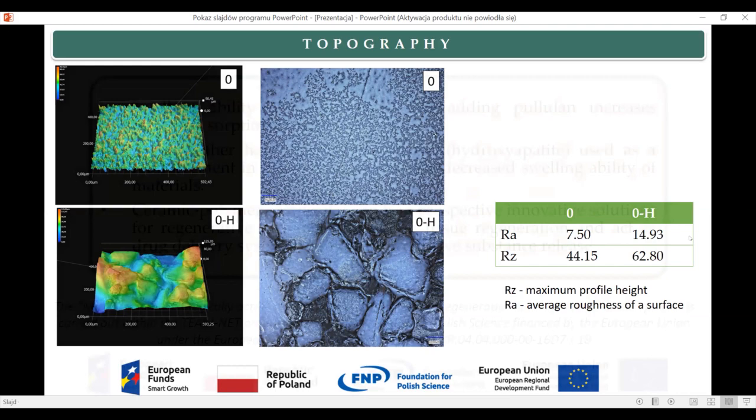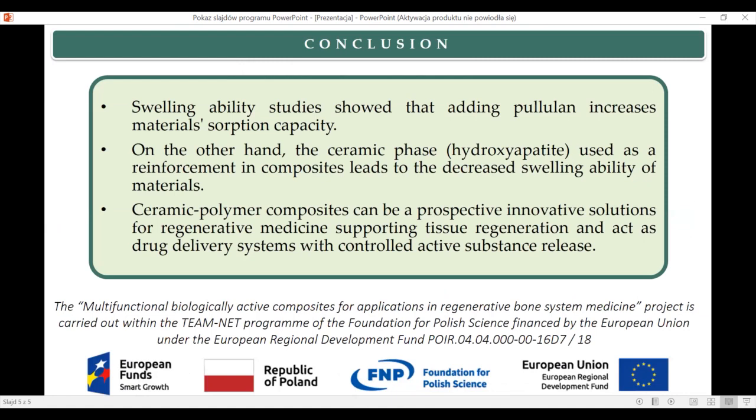And based on our studies, we conclude that swelling ability studies showed that the adding of pullulan increased material absorption capacity, but on the other hand, the ceramic phase, which was hydroxyapatite used as a reinforcement in composites, leads to the decreased swelling ability of materials. And ceramic polymer composites can be a prospective innovative solution for regenerative medicine, supporting tissue regeneration, and also act as a drug delivery system with controlled active substances.